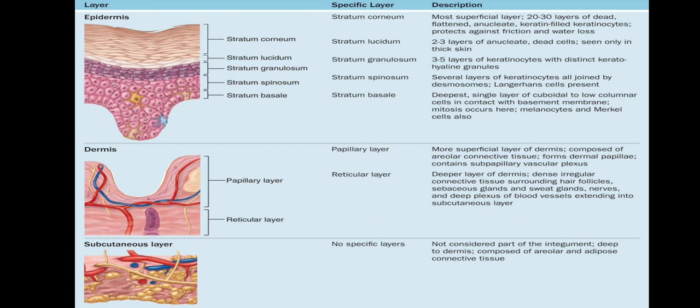Next is the reticular layer. This is the deeper layer of the dermis, dense irregular connective tissue surrounding hair follicles, sebaceous glands and sweat glands, nerves, and a deep plexus of blood vessels extending into the subcutaneous layer. The subcutaneous layer has no specific layer, and is not considered part of the integument. It is deep to the dermis and composed of areolar and adipose connective tissue.